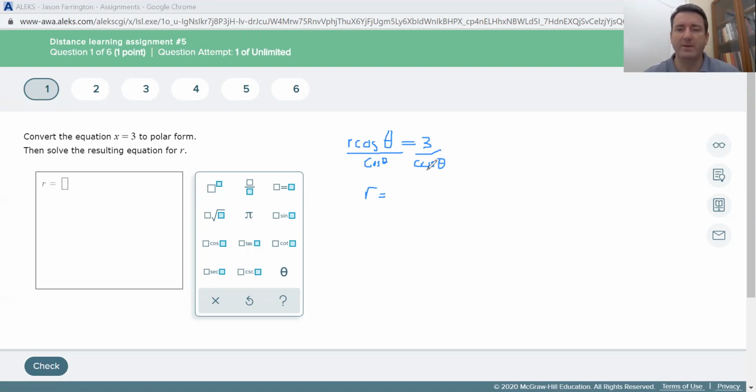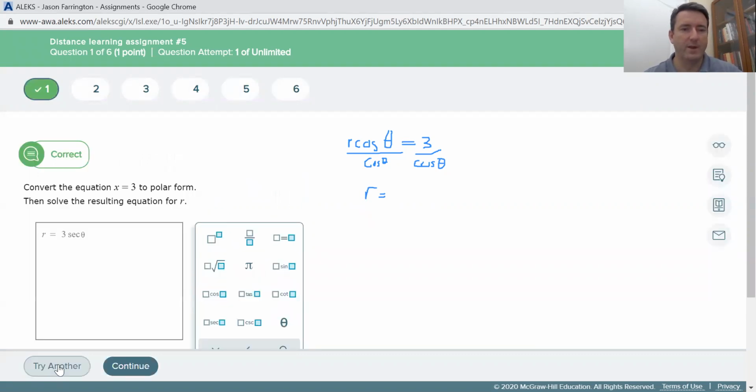Now remember that 1 divided by cosine of theta is secant theta. So we could either write 3 over cosine theta or 3 secant of theta. So I'm going to go over here and I'm going to write that r is equal to 3 secant of theta. All right. Next.